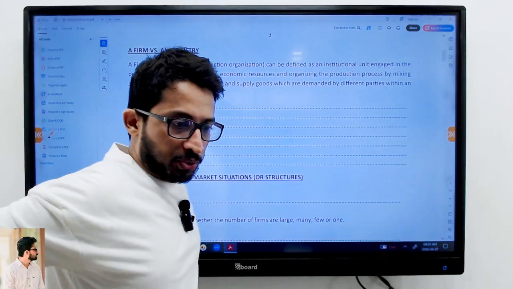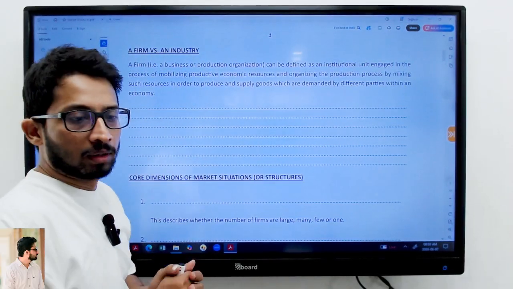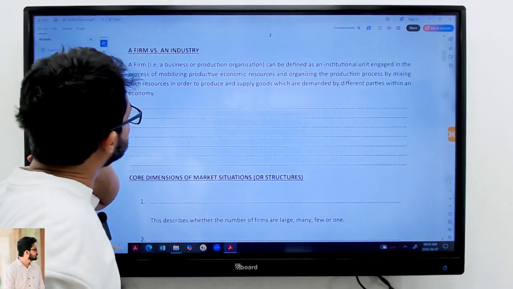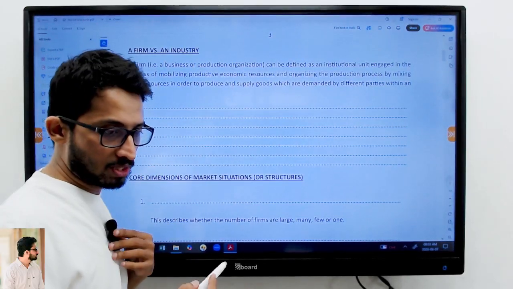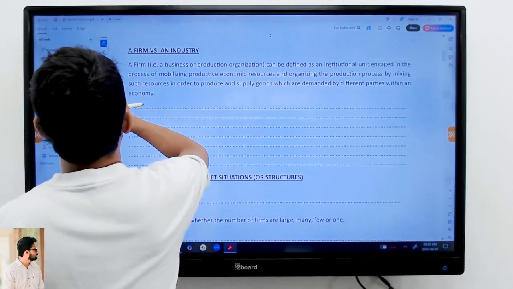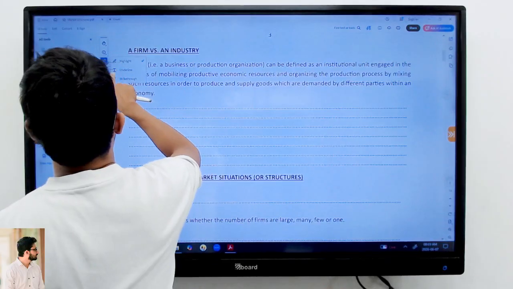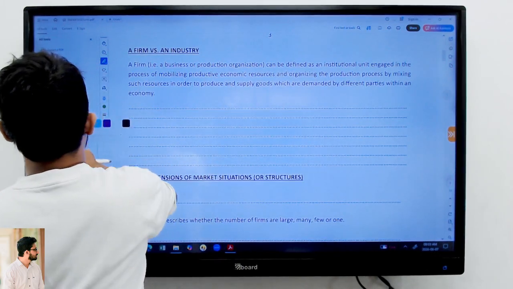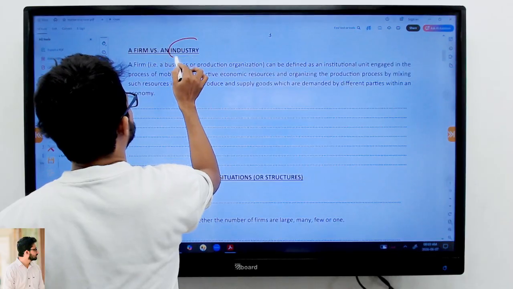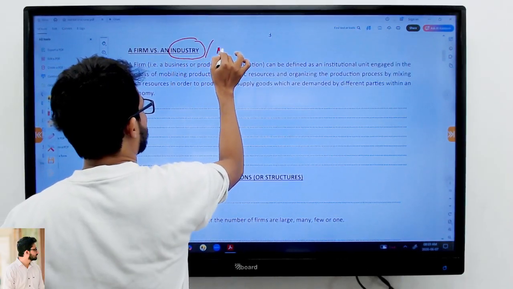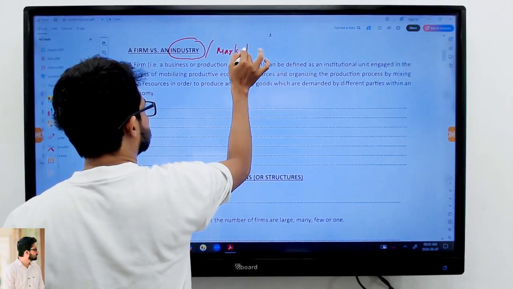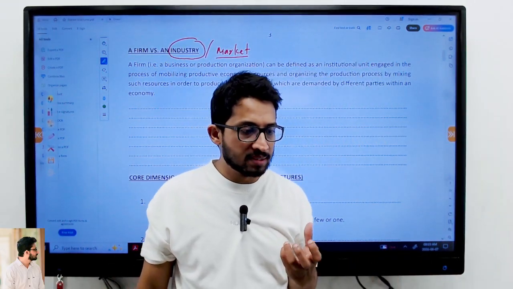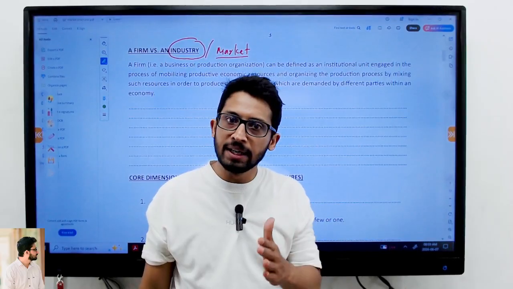Okay, Lamai. To start off, you can see Buddha, there's the topic called firm versus industry. This is also known as market as well. Okay, Buddha. The point is to understand the difference between a firm and an industry.